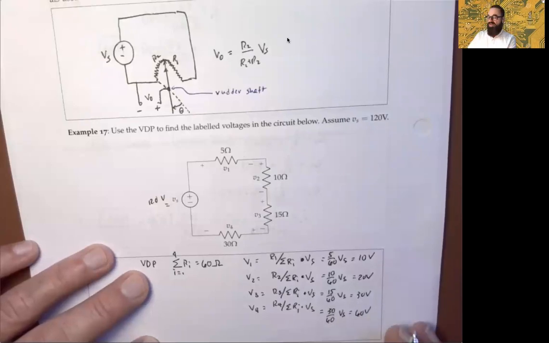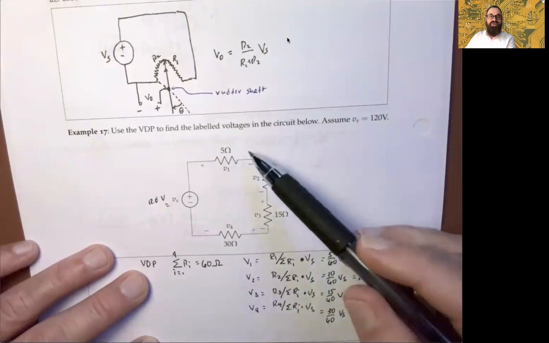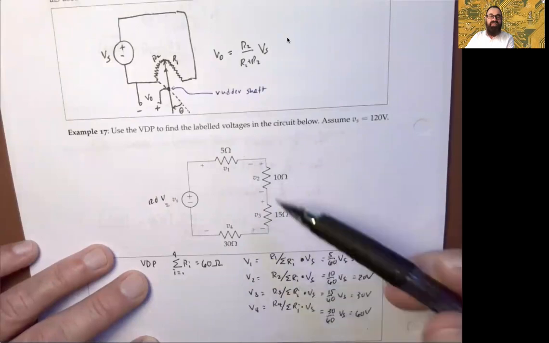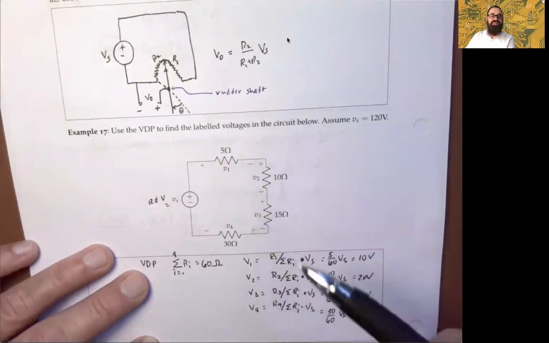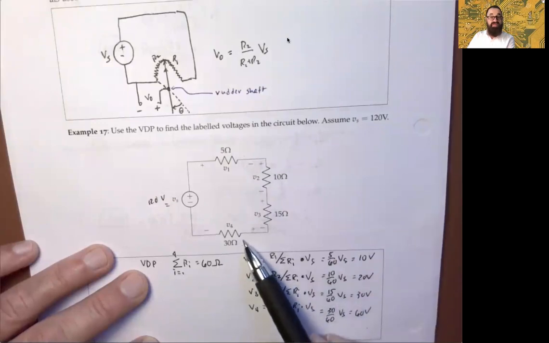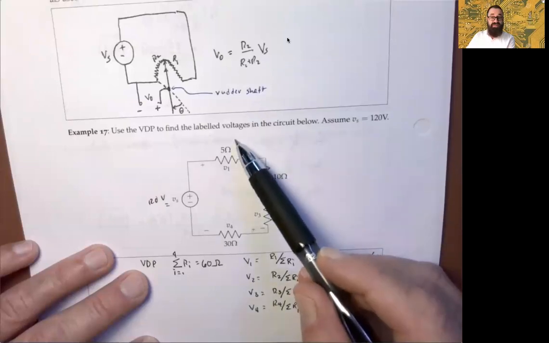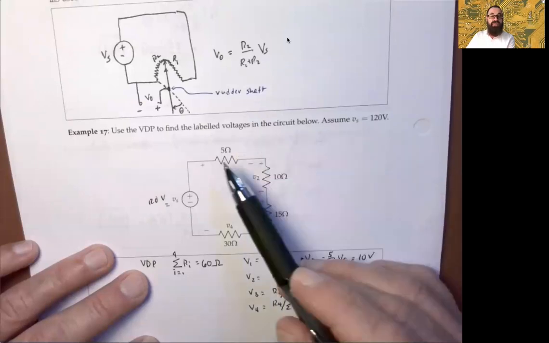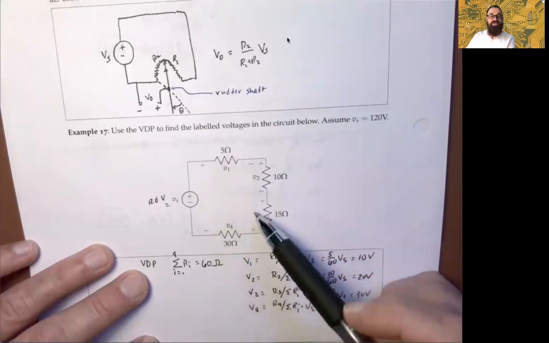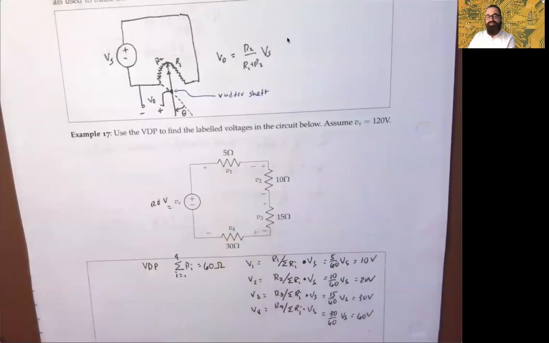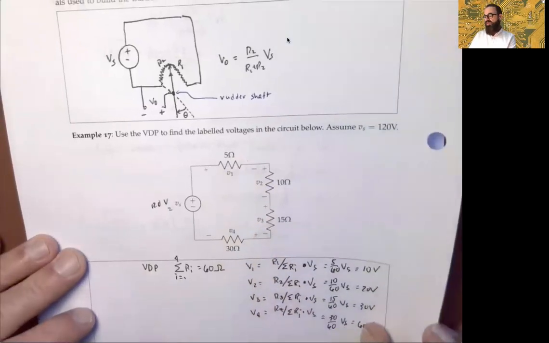So again, notice how this distribution of voltage corresponds to the resistances. These are increasing as these increase, right? So you have more voltage here, 60 volts, because you have more resistance, okay? You have less voltage because you have less resistance, right? Keep in mind, how many currents are flowing through this circuit? Just one, right? Because they're in series, right? Okay, so that's VDP in action.